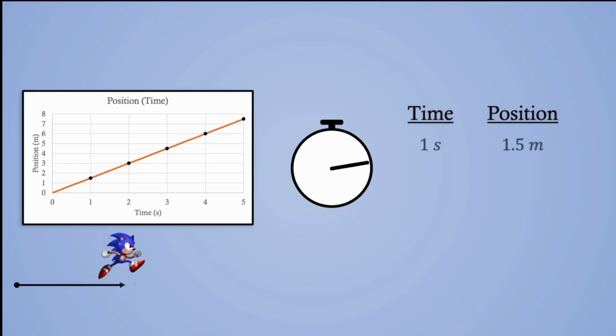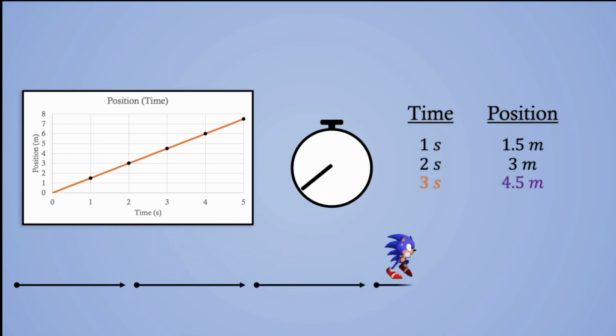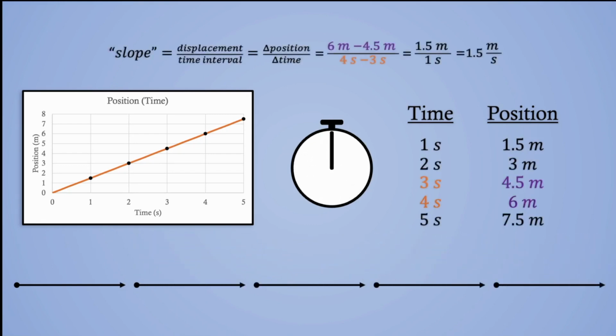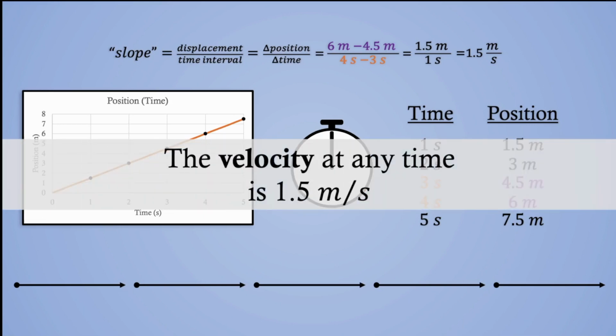Using the same approach, we can calculate the quotient of tiny displacement by tiny time interval for smaller intervals at some specific times. But in this case, as the movement is uniform and the graph looks linear, the velocity, in this context the slope calculated, is 1.5 meters per second at any time.